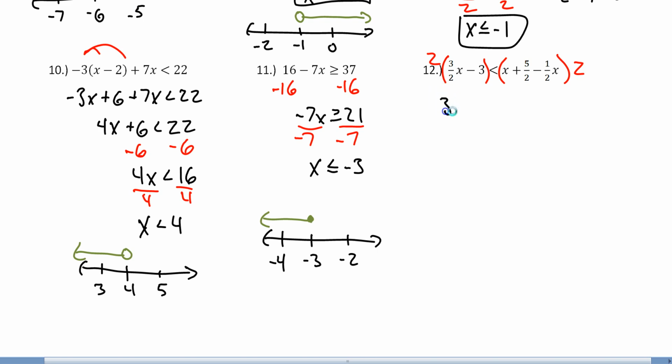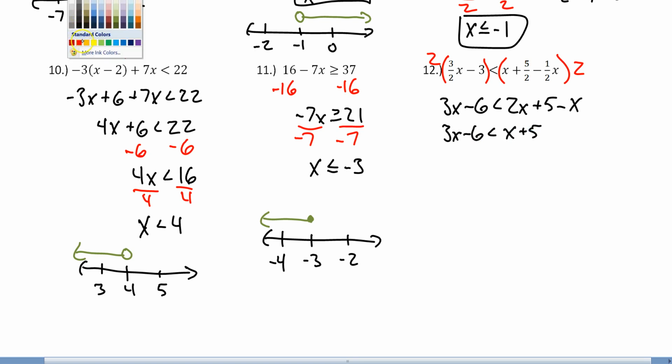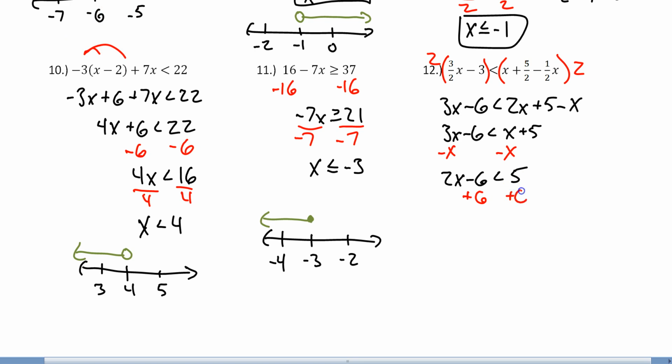2 times 3 halves gives me a 3, so that's a 3x. Minus 6, less than, as I distribute on this side, that gives me a 2x plus 5, and then a minus x. All right, now it's just going to be combining like terms, getting my x values together. So over here I combine like terms, it gives me the x plus 5. Now deal with the x's first. I'm going to subtract the x from each side. Now I'm going to add that 6. And then I'm going to finish solving by dividing each side by the 2.